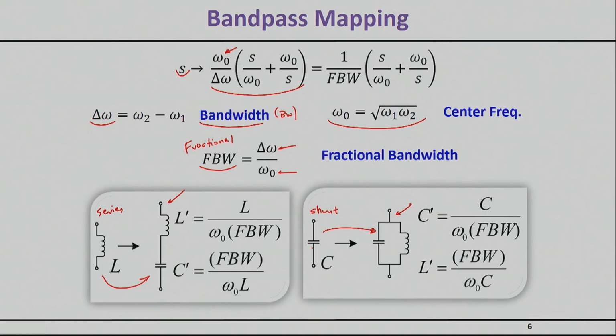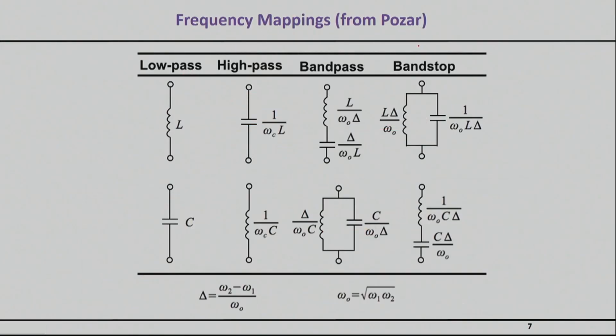Now, the exact values of L and C are given in this graph, so I won't go any further into this. So this is a summary of all the different mappings, all of the conventional mappings, I would say, that we have. And you can refer to this table to easily find out the new values that you need.